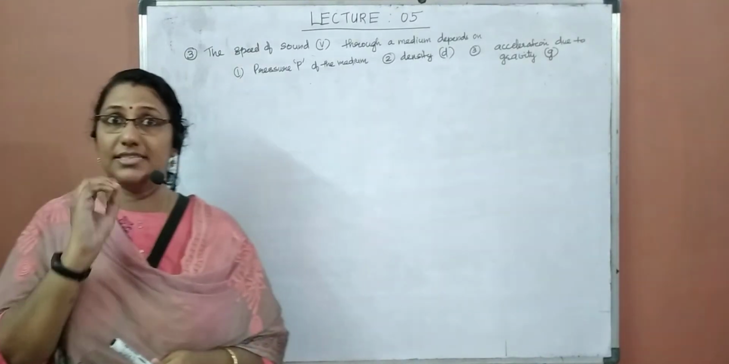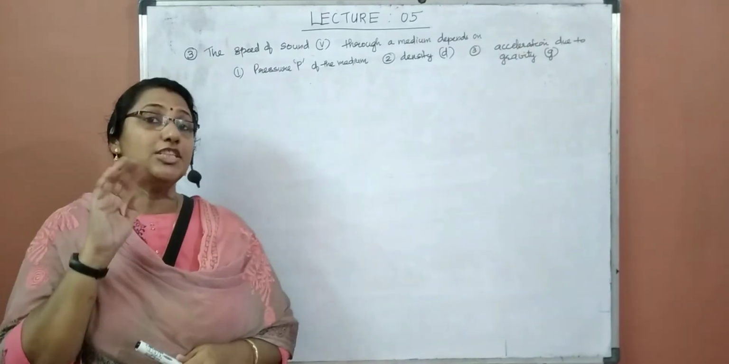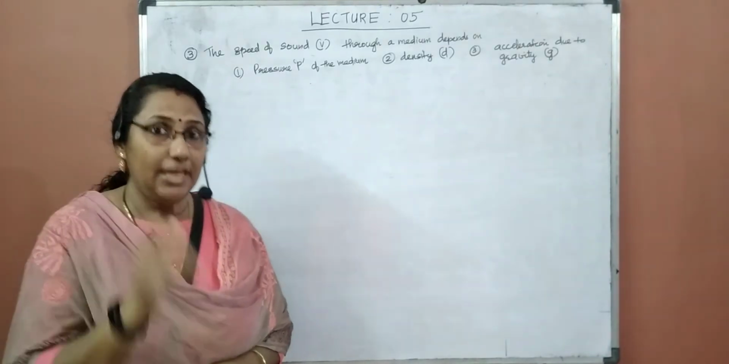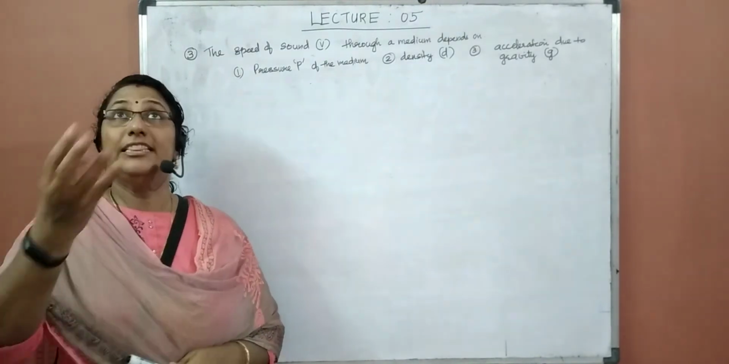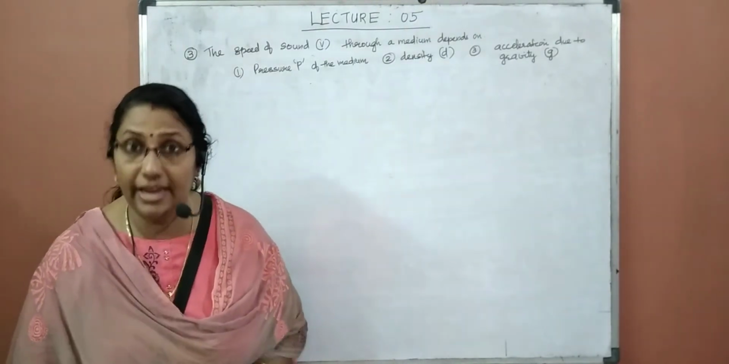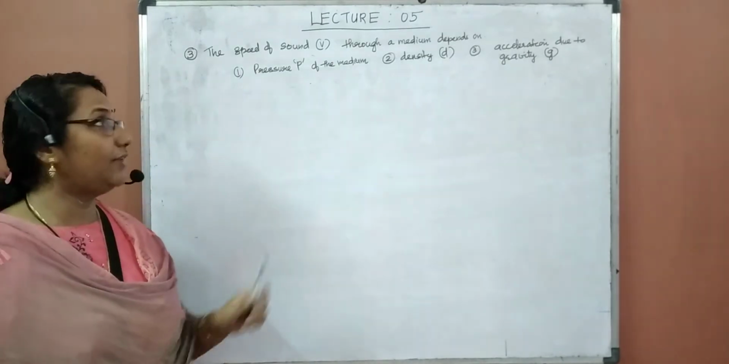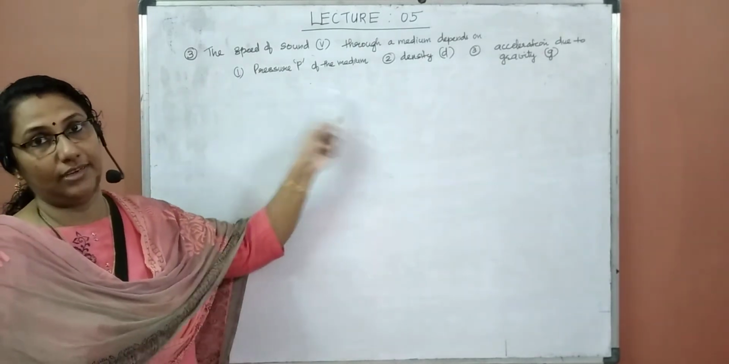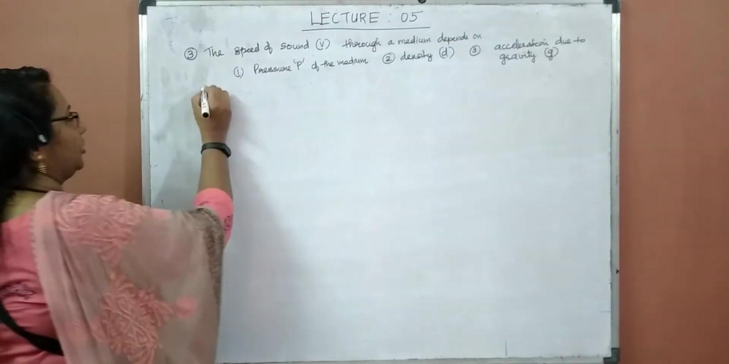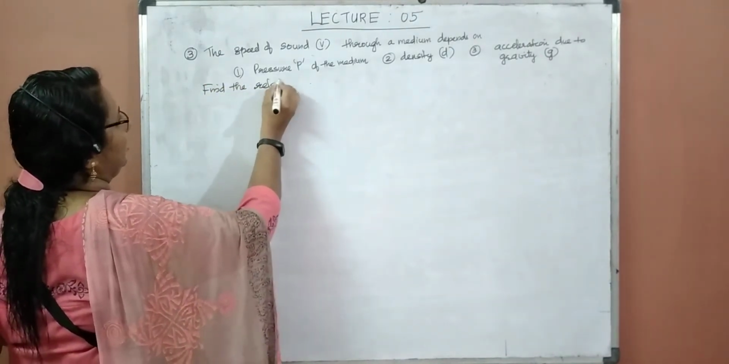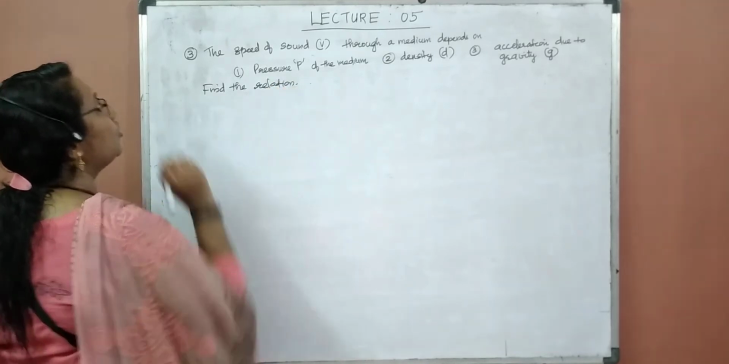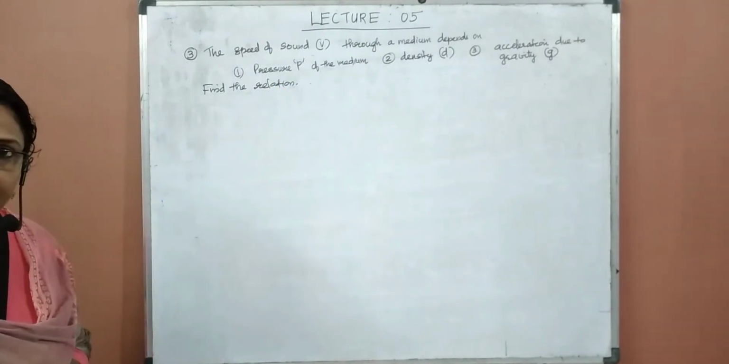Okay. So the question is the speed of sound. I am talking, my sound is traveling. So the speed of sound depends on the pressure of this medium, the density of the medium, the acceleration due to gravity here. Okay. So the question is to find the relation. So how do we find it?